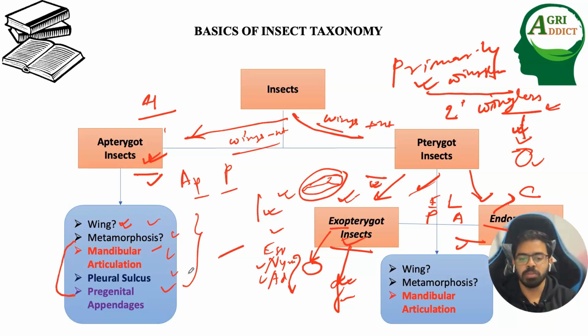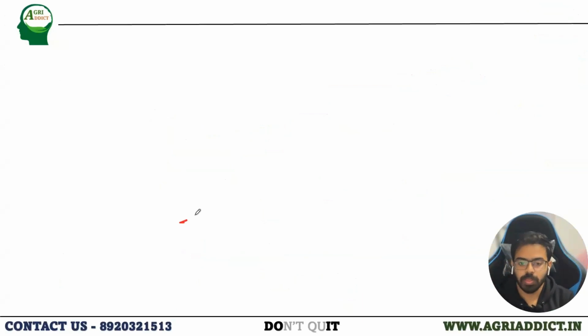Last three points: mandibular articulation, pleural sulcus, pregenital appendages of abdomen. So we will come one by one. Mandibular articulation. Okay. What is mandible? Any one of you please tell. Any one of you, what is mandible? It's a very basic question.